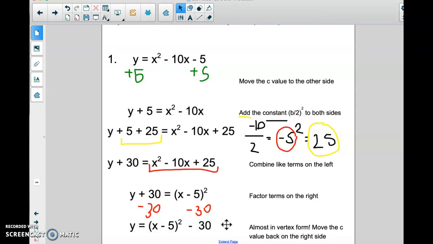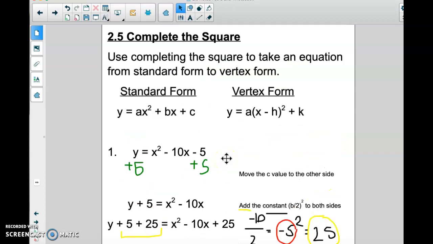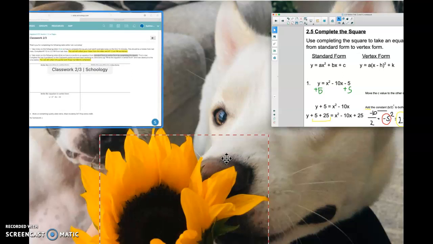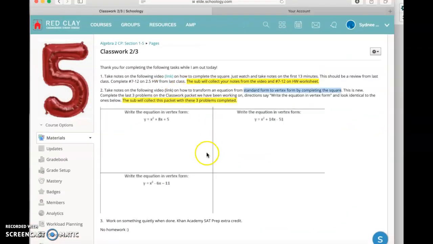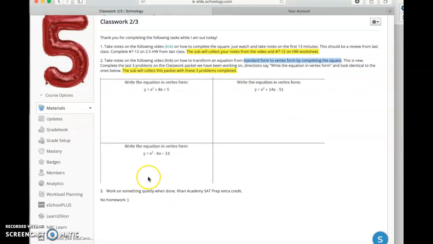Okay, so now that we've taken notes on how to go from standard form to vertex form, if you want to go back to the Schoology page, you're going to do these 3 problems right here, and then you're going to turn those 3 problems into the sub, and then you can work on something quietly. You can just do them right from here, write these problems down, or they are on the back of that packet that we've been working on for classwork.